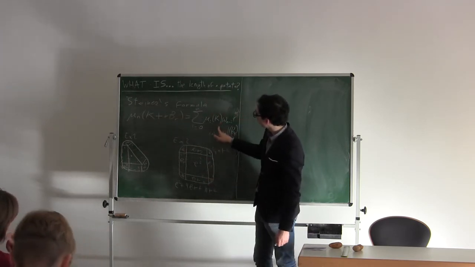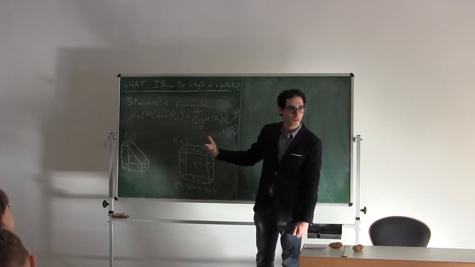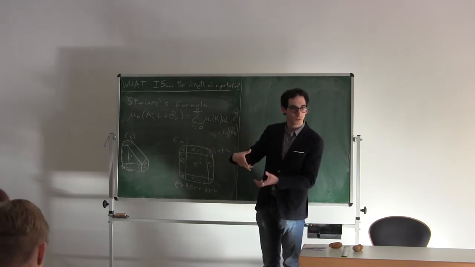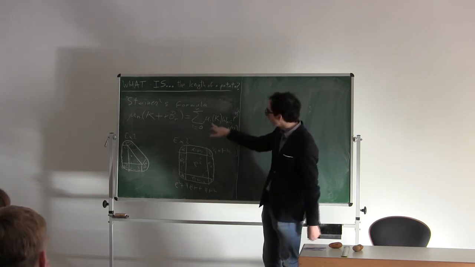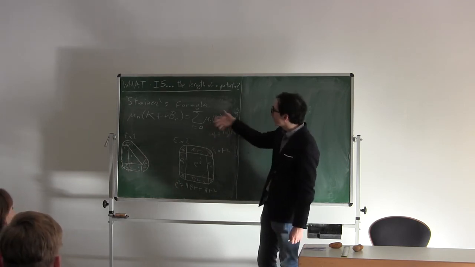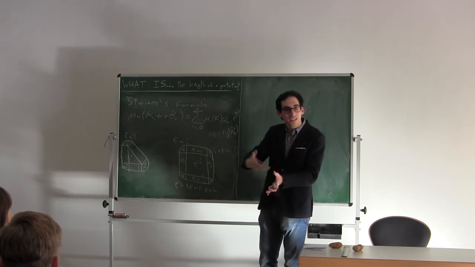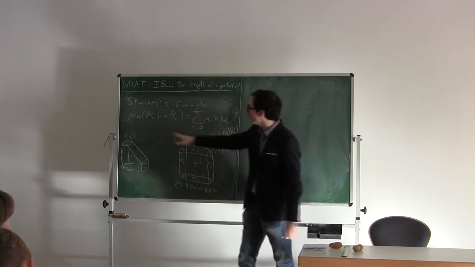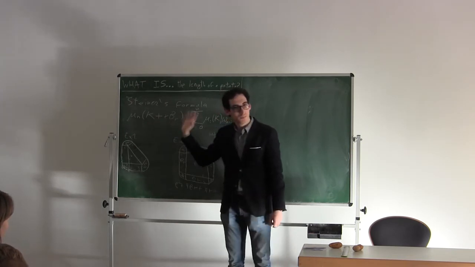One can see that, for example, there is a natural appearance of these intrinsic volumes, and this helps a lot to visualize intrinsic volumes, because it helps to understand that this mu_i is like the correspondence of this i-dimensional part of the convex body that took part in this Minkowski sum.